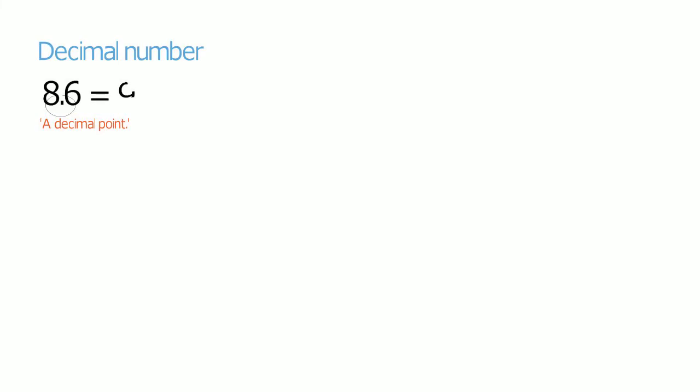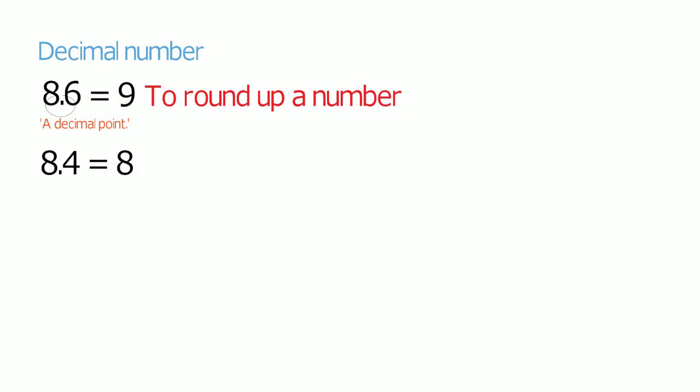And what is this called when you turn a decimal figure into a whole number by going up? Well, the verb is to round up a number. What about when you turn it into a whole number by going down? You've guessed it, to round down.